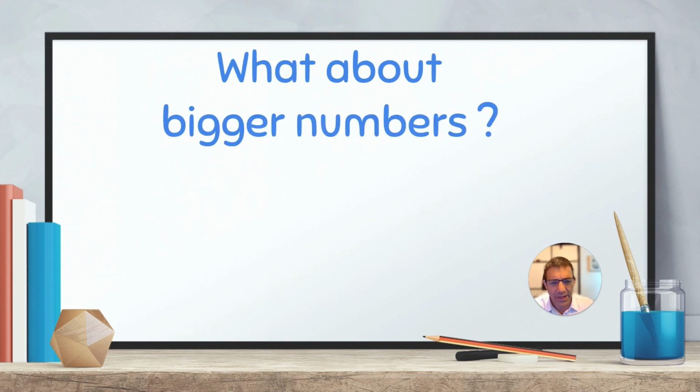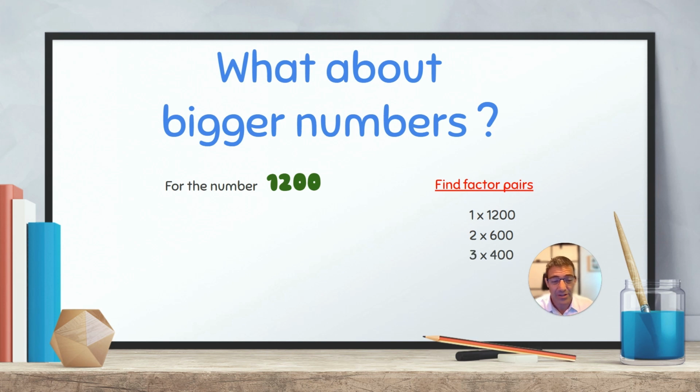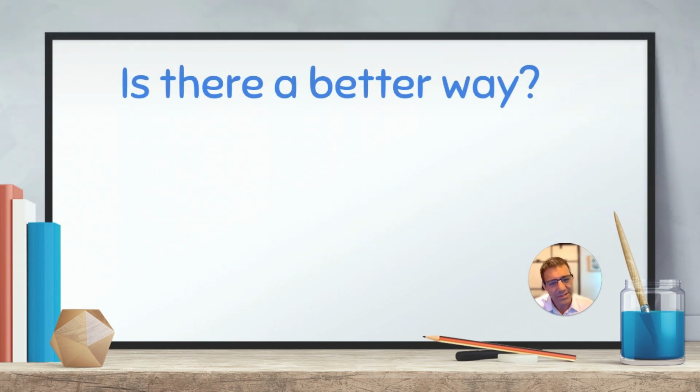Now, what if we look at a bigger number like 1200, which is actually 12 times 100? Well, if you start looking at the factor pairs, you'll notice that you have 1 times 1200, 2 times 600, 3 times 400. Oof, this might take a while. So it's going to take a long time. This is not the best way to do this, and probably we need to find a better method. So is there a better way to find the number of factors contained by a number? And the answer is, of course there is.